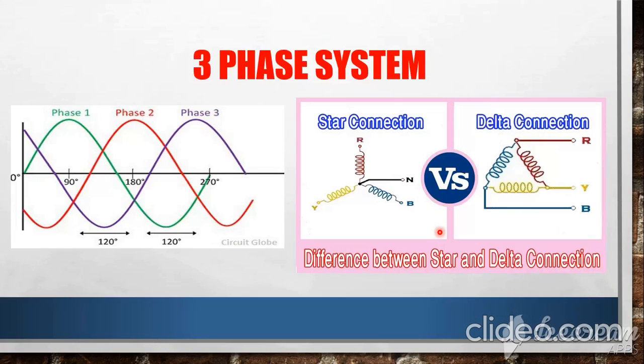Then in the third module you will be studying the three-phase system. In a three-phase system you can connect in either star connection or delta connection. So the difference between star and delta connection and the advantages of the three-phase system will all be detailed in the third module. And we will be studying the relationship between voltage and current, phase voltage and line voltage, what is phase voltage, what is line voltage, and the relationship between phase voltage and line voltage in star connection and delta connection in this third module.